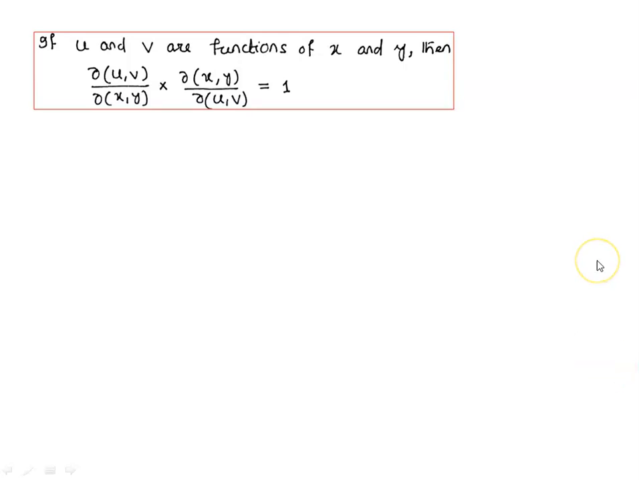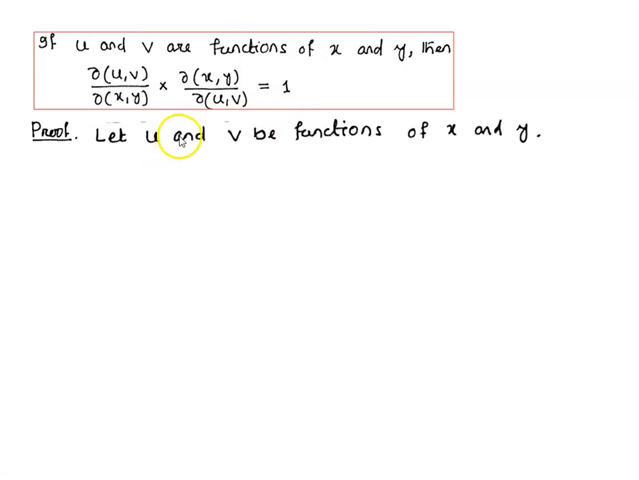Now let us prove these three properties of Jacobian one by one. The first property is: if u and v are functions of x and y, then the Jacobian of u, v with respect to x, y into the Jacobian of x, y with respect to u, v is 1. Now the proof: let u, v be functions of x and y. That means u is a function of x, y, u is equal to f of x, y. And v is also a function of x, y. That means v is equal to g of x, y.